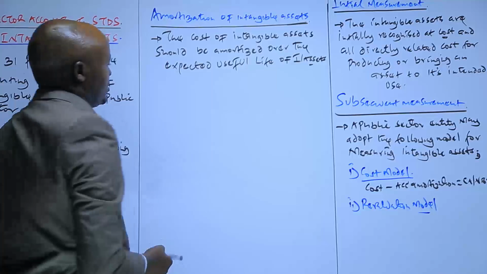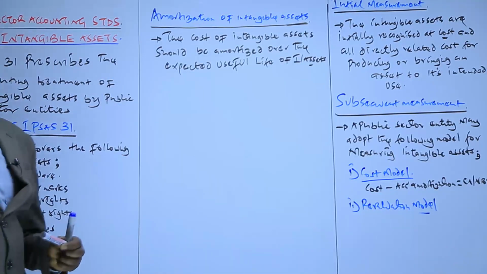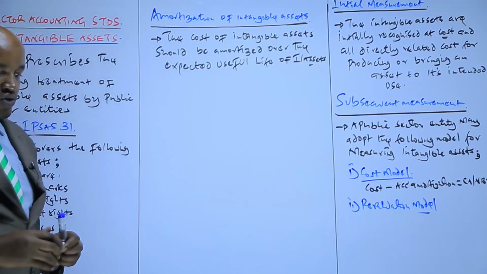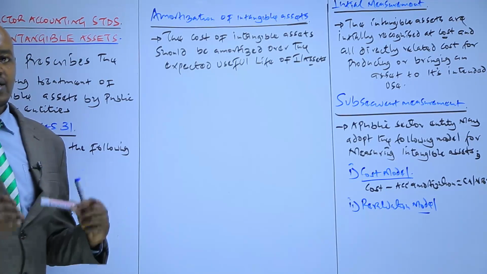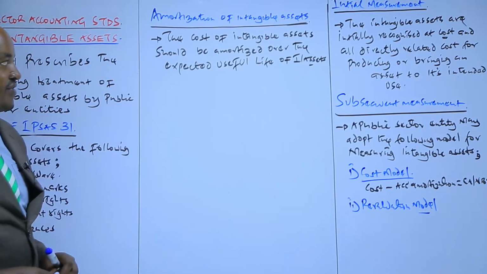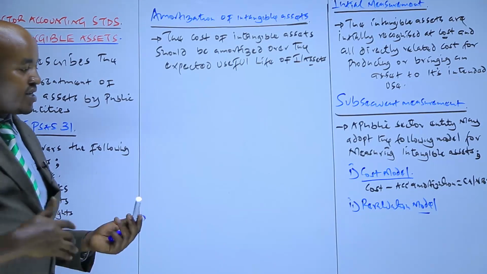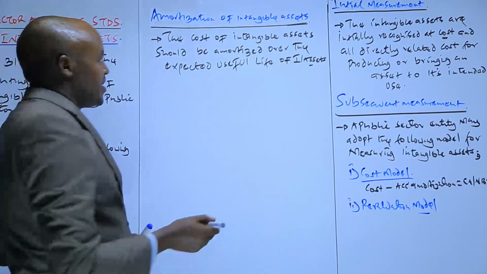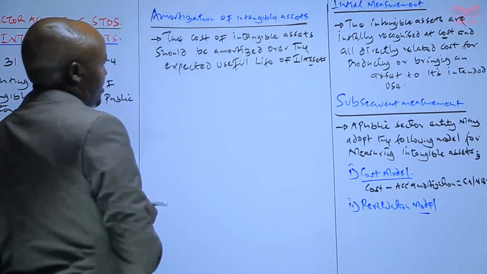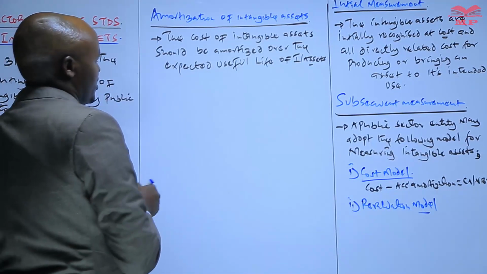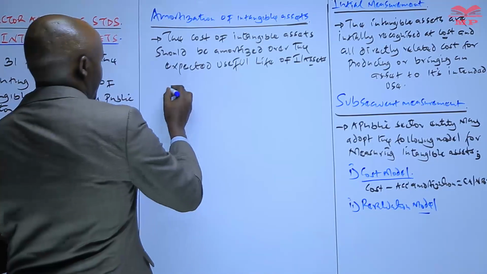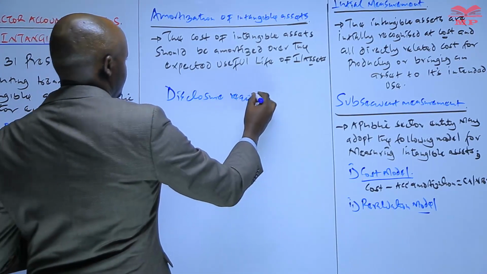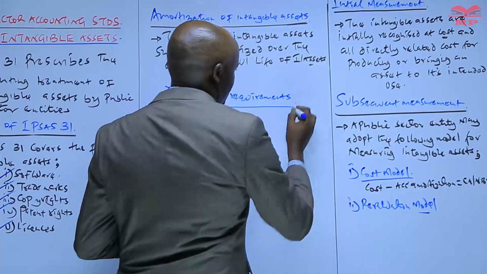It is also important to note that the amortization of intangible asset in a certain financial year should be recognized as an expense in the income statement, and specifically this amortization can be classified as part of what? As part of the administrative expenses. And I think finally we can look at the disclosure requirement of intangible asset.